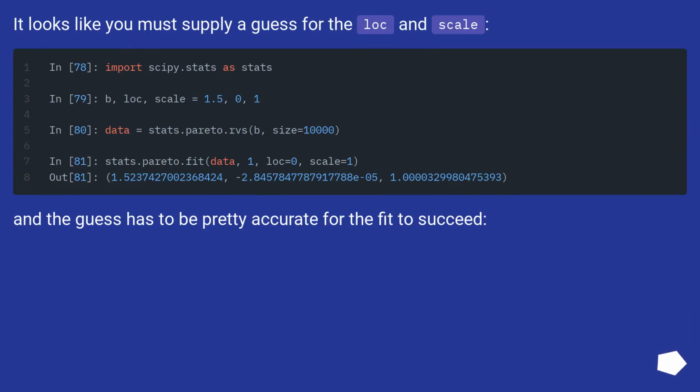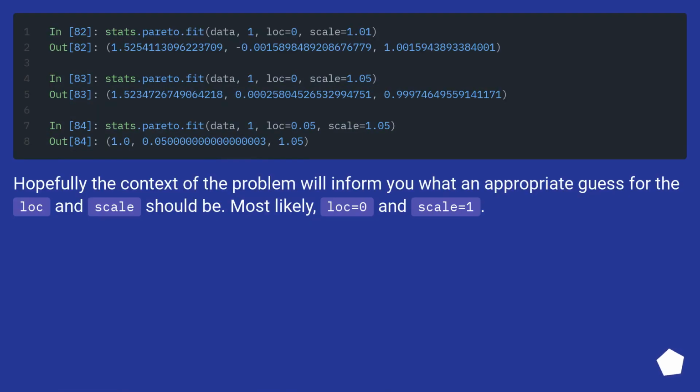It looks like you must supply a guess for the loc and scale. And the guess has to be pretty accurate for the fit to succeed. Hopefully the context of the problem will inform you what an appropriate guess for the loc and scale should be. Most likely, loc equals 0 and scale equals 1.